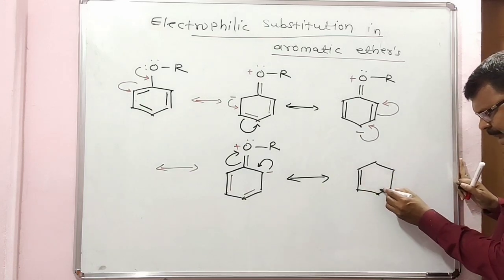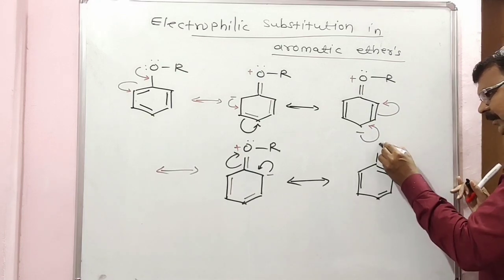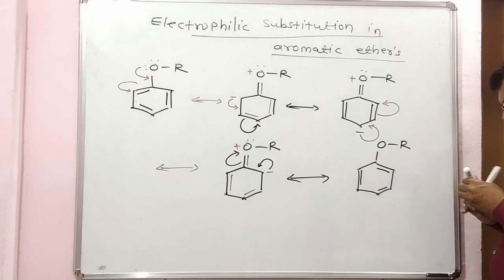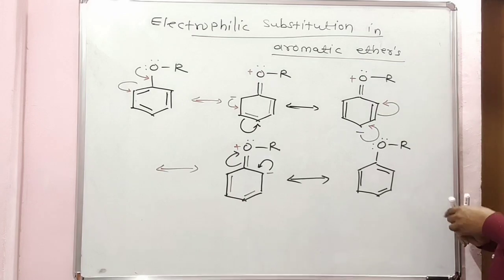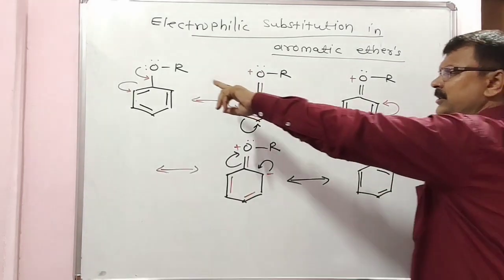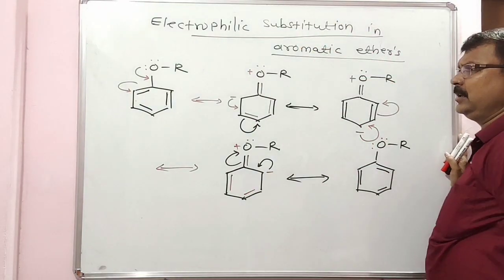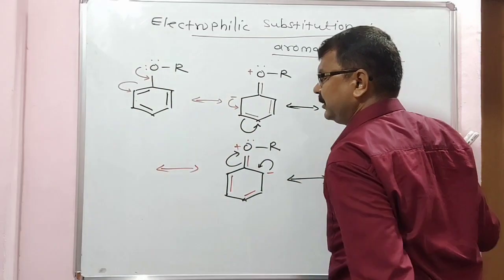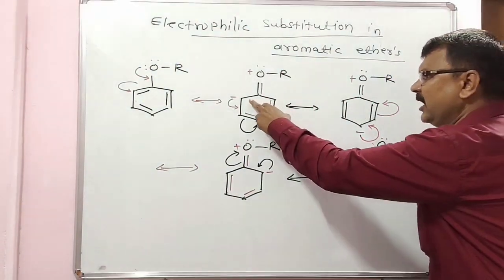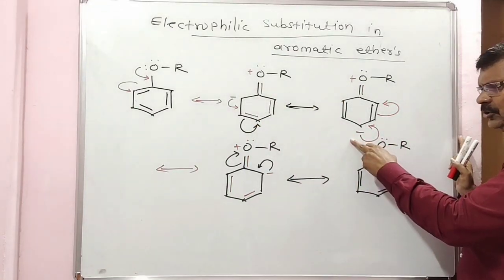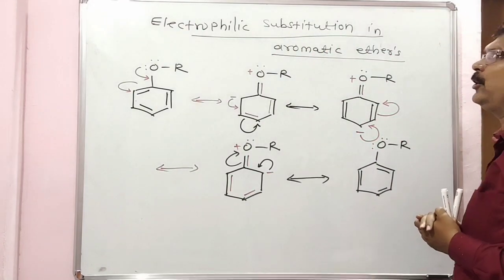Next structure: oxygen, R, correct? Yes, this is the original structure. This is the positive R effect, the resonance effect. The lone pair of oxygen is transferred into the benzene ring and electron density increases at the ortho and para positions for electrophilic substitution in aromatic ether.